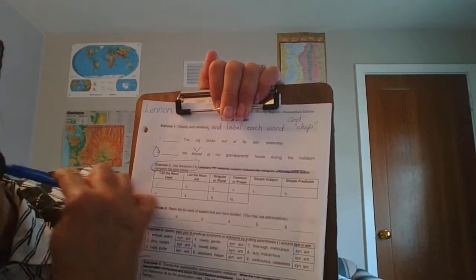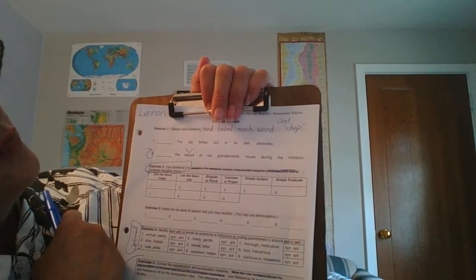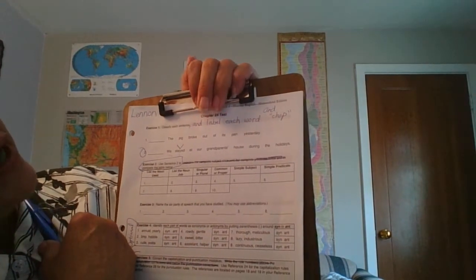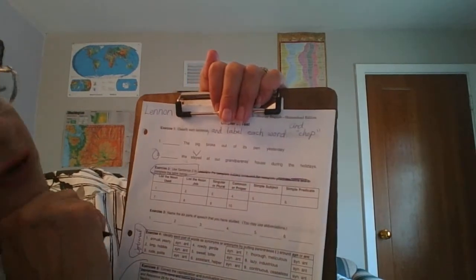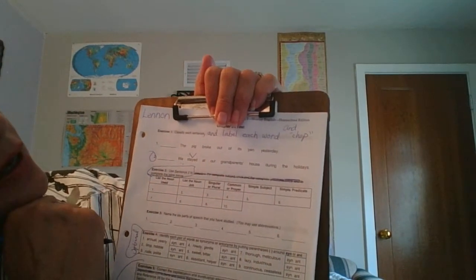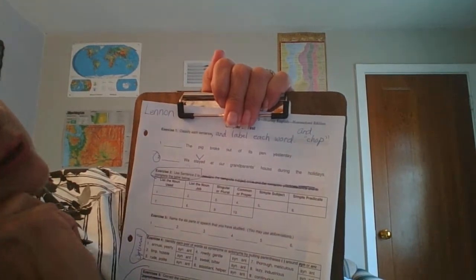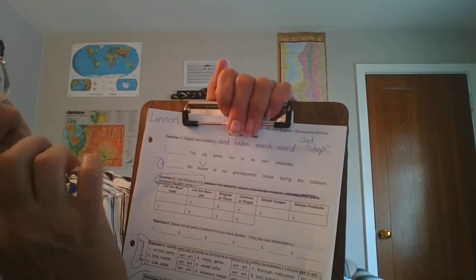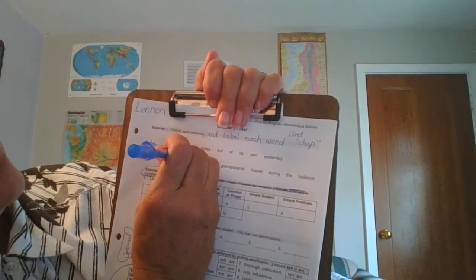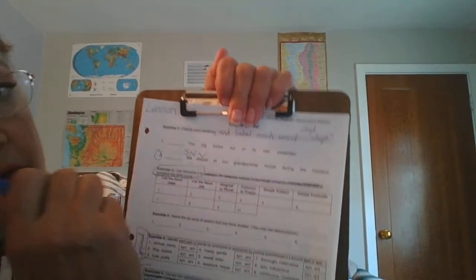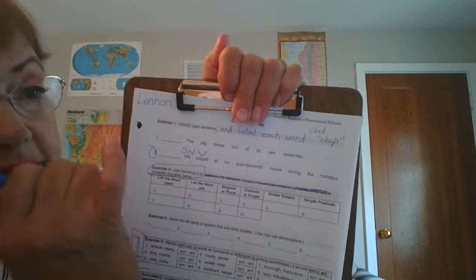Now we can find our subject noun. Who or what is this sentence actually about? We stayed at our grandparents' house during the holidays. I'm going to give you a few seconds to figure out on your own. Go ahead and put SN where you think our subject noun is. Okay, I hope you put SN above the word we. We is a pronoun. Subject nouns can be pronouns.